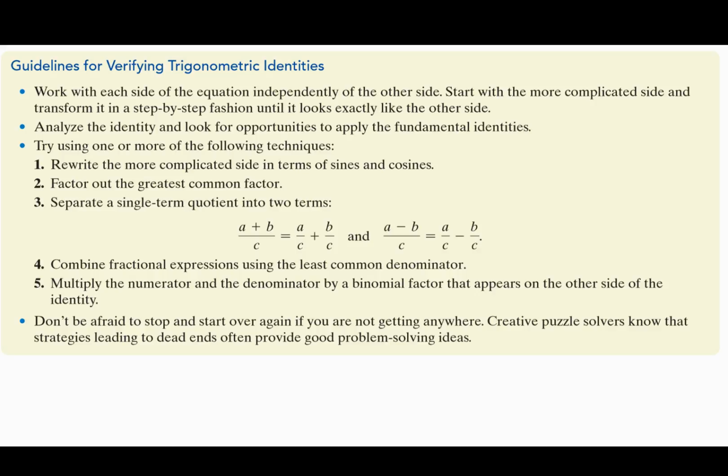So rewrite it. First step, try using one of the techniques. Rewrite it in terms of sines and cosines. Factor out common factors. Separate single term quotients into two terms. Combine fractional expressions using least common denominators. Multiply the numerator and denominator by a binomial factor that appears on the other side of the identity. The last one is the most important, and I said this before.